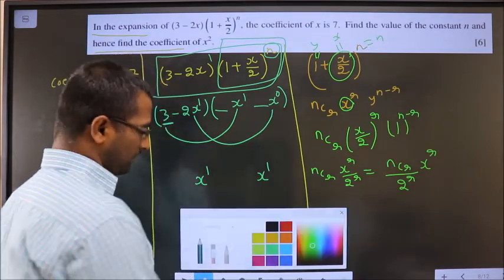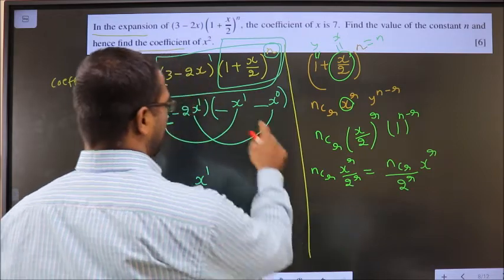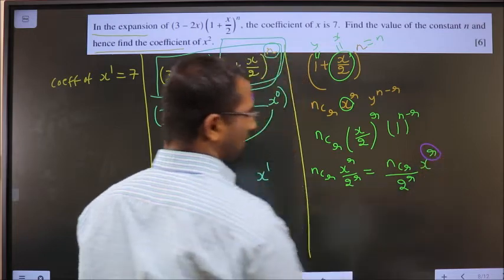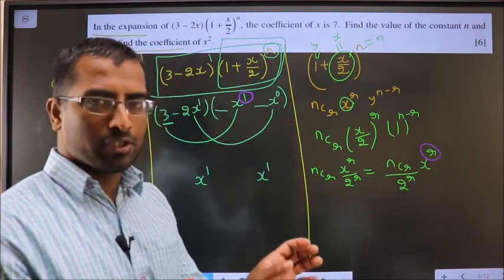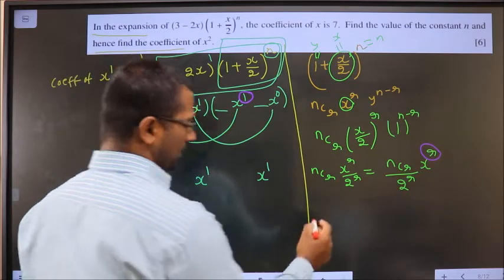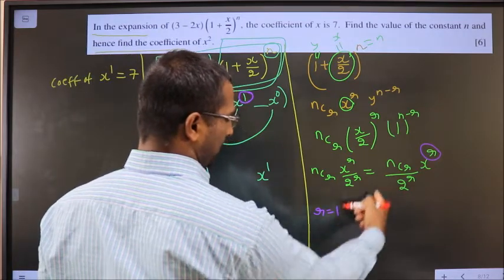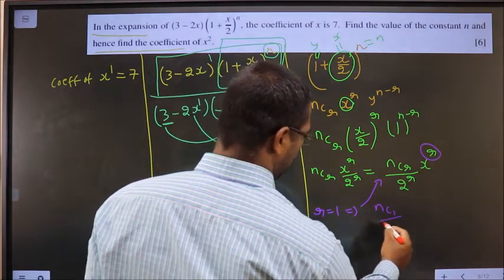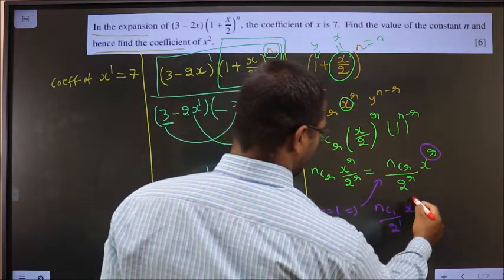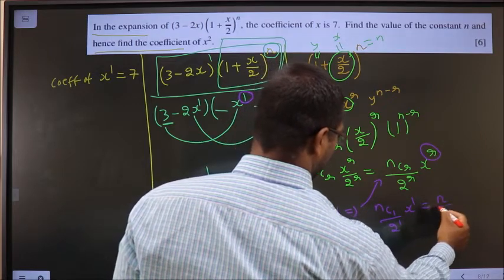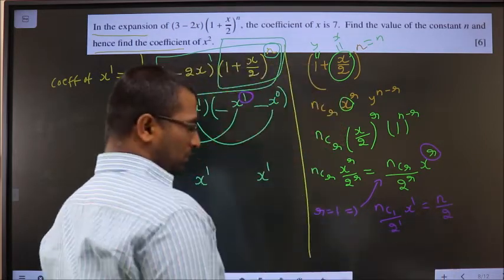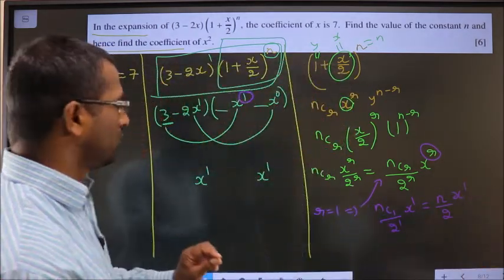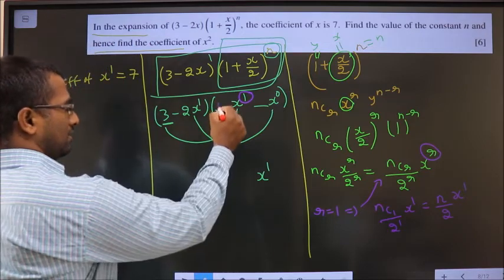Now, I need the coefficient of x power 1 and here I have x power r. Equate both the powers of x. That will give us the r value to be 1. Replace r equal to 1 in this. So that will be nC1 by 2 power 1 x power 1. nC1 is n, and 2 and x will remain like that only. So the coefficient of x power 1 is n by 2.